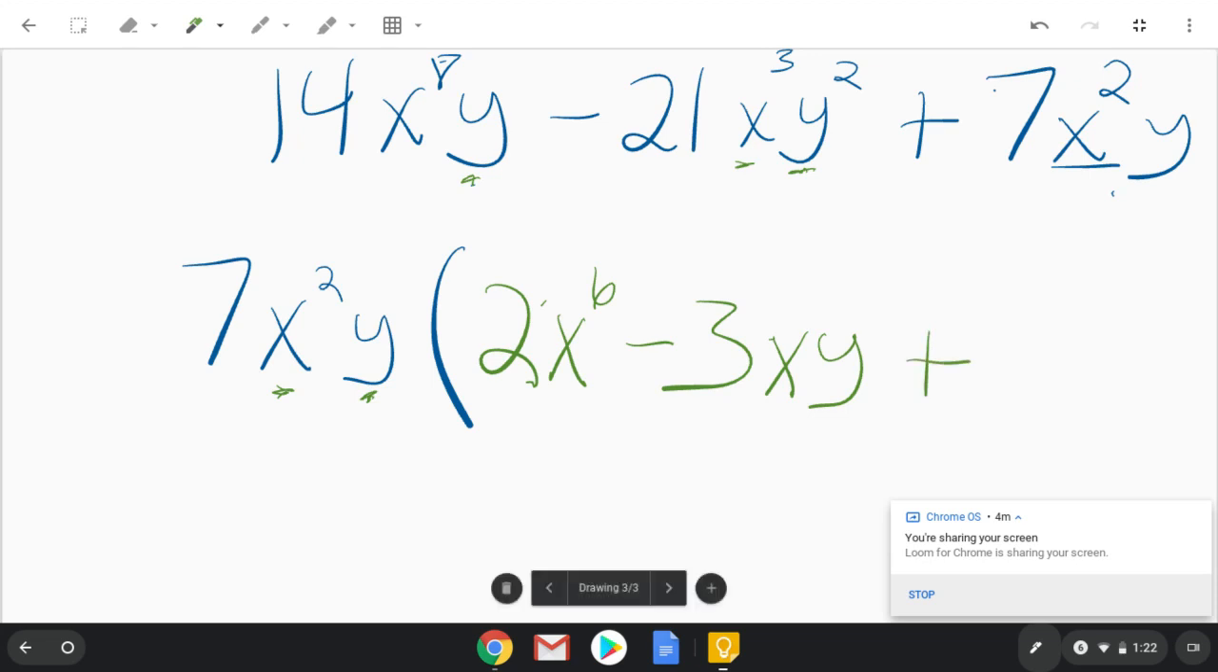Plus, well, there's a 7 here and a 7 there, so that's just a 1, but we don't have to put it because we're going to be having variables as well. Oh, actually, no, we're not. It's just a 1, yeah. Because 7 times 1 gives us 7. X squared times 1 gives us x squared. And y times 1 gives us y. That's it.